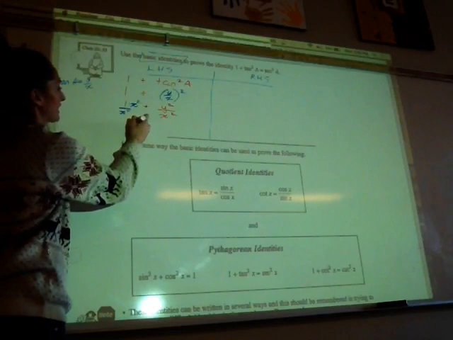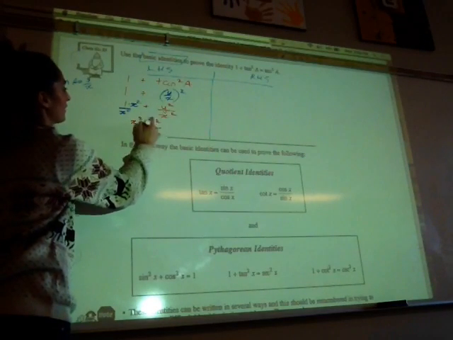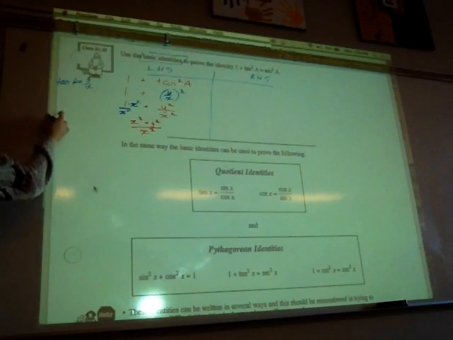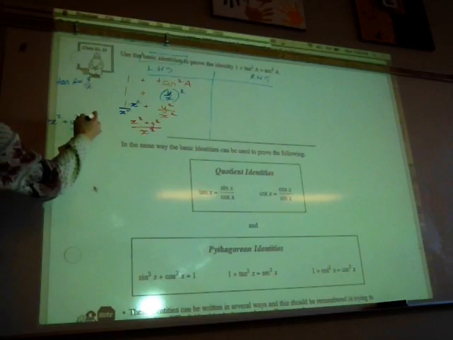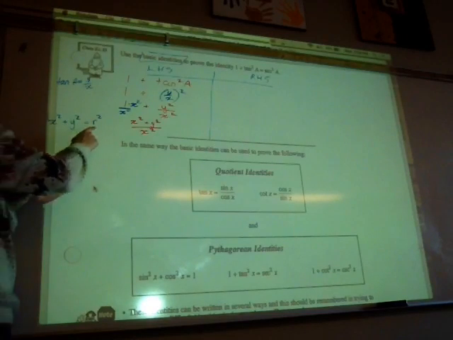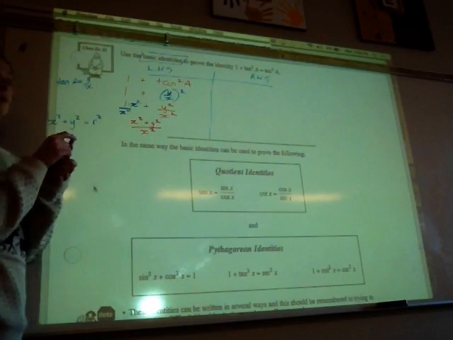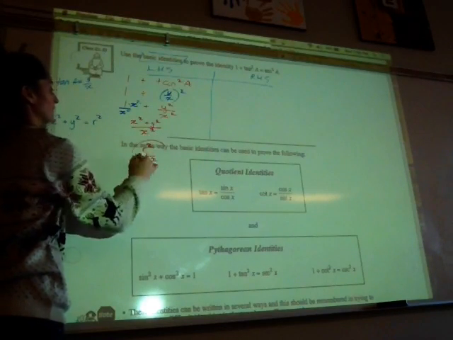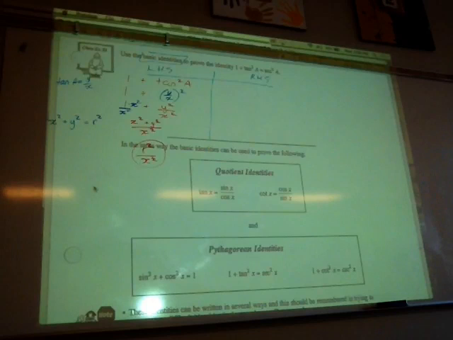Okay, so now we have x squared plus y squared over x squared. Is there another basic identity that you guys could find here? Maybe x squared plus y squared equals r squared. So the r squared is now going to replace the x squared plus y squared, and we end up with r squared over x squared. That's the left-hand side.